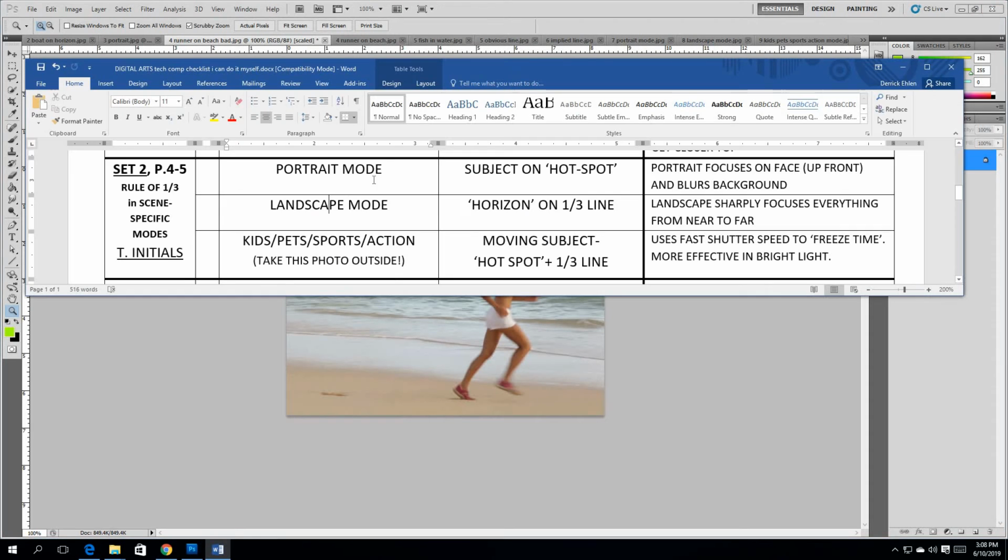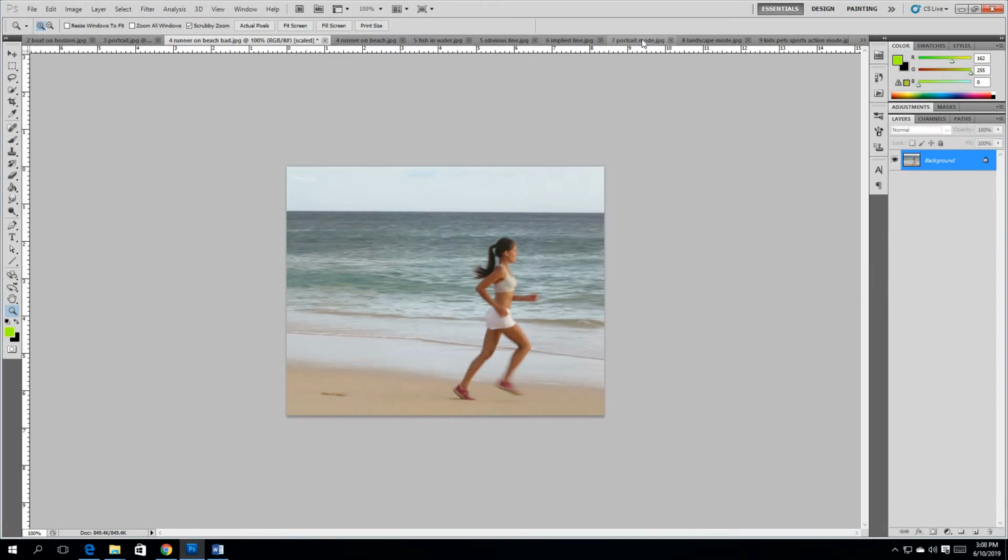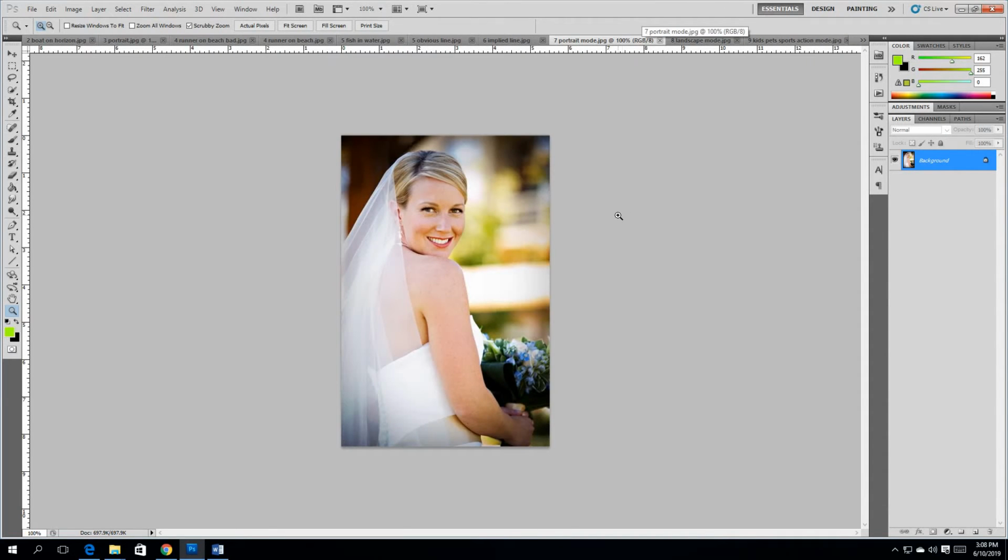So in terms of the three modes you're going to be using, portrait, landscape, and then kids, pets, or sports, or action. The class cameras call it kids and pets. Sometimes it's called sports. Sometimes it's called action. Sometimes it might be called something else. So as far as what those modes do and what to look for, it's pretty simple.